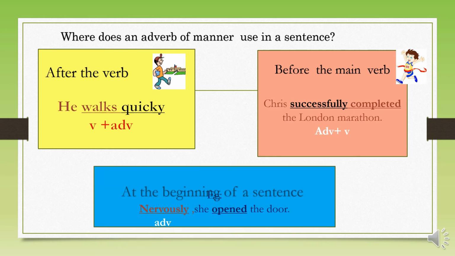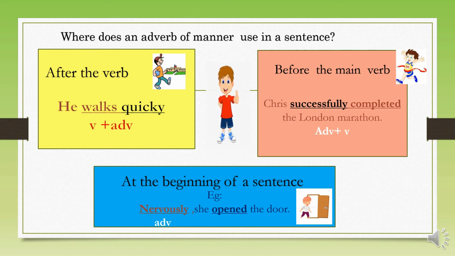Look at the third one. We also use it at the beginning of a sentence to attract the attention of the reader. Nervously, she opened the door. Nervously is the adverb. It is used at the beginning of the sentence.